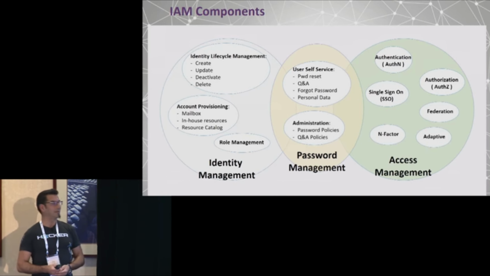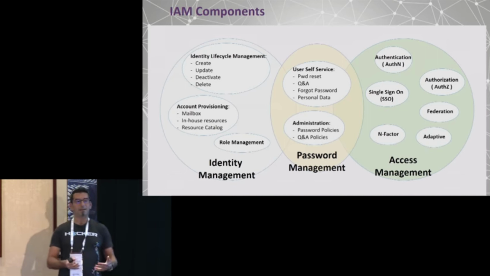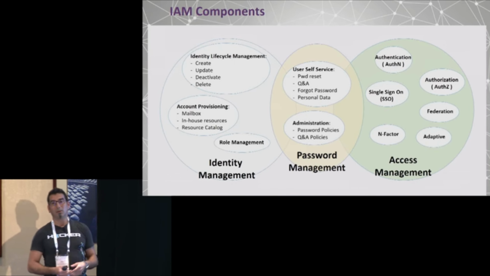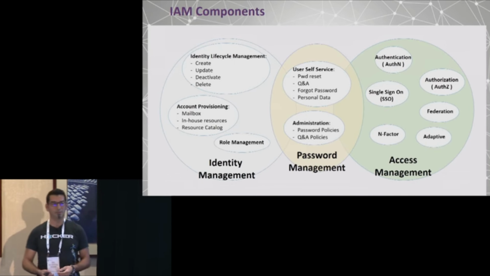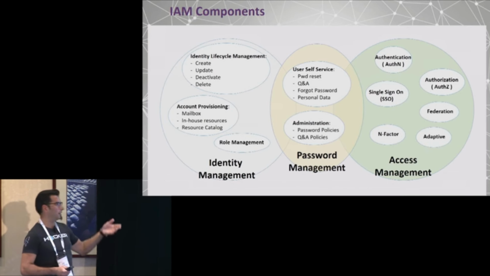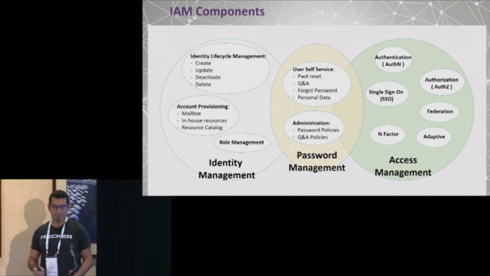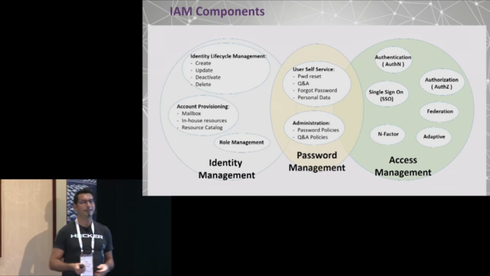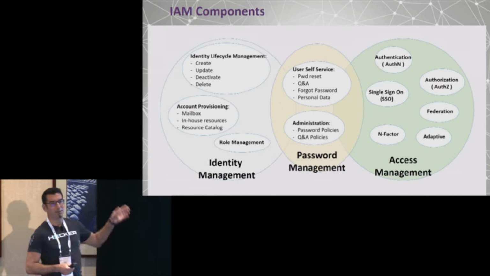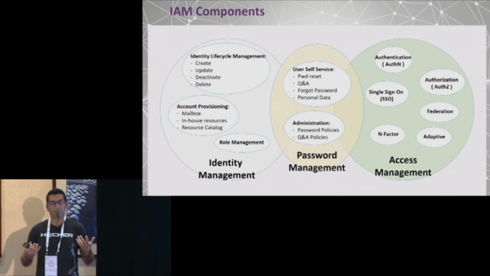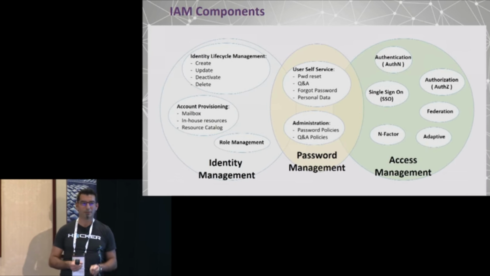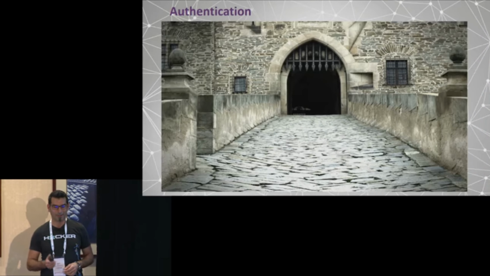The last piece is access management. And that is what happens at runtime when an identity tries to access a resource. That's where we have the authentication and authorization. You have things like single sign-on, identity federation across different domains. You have n-factor authentication and all of that. So we'll see that we found that graphs really help us with access management. So we'll focus on access management, at least in this session.